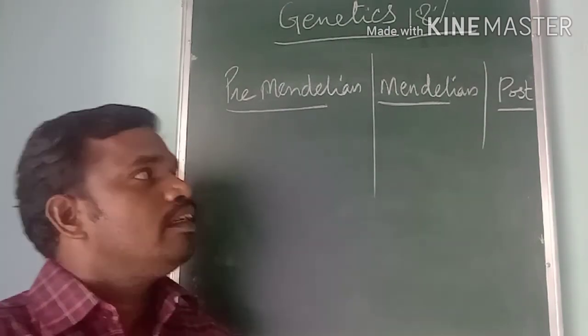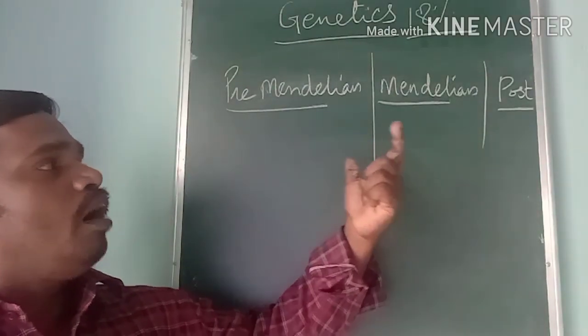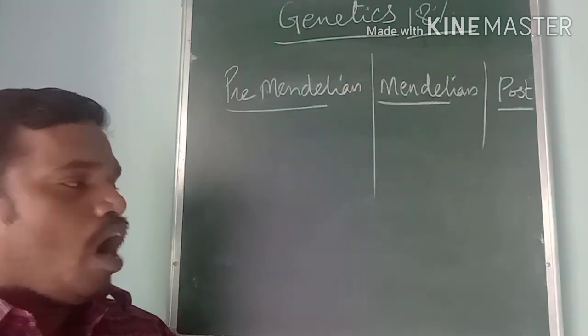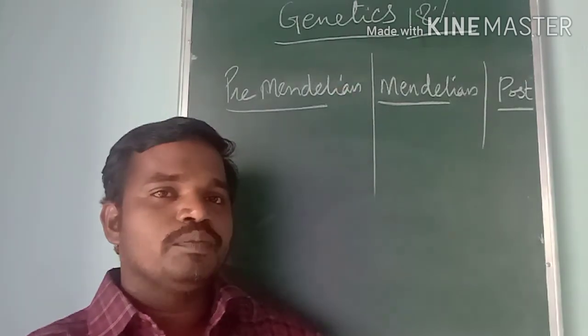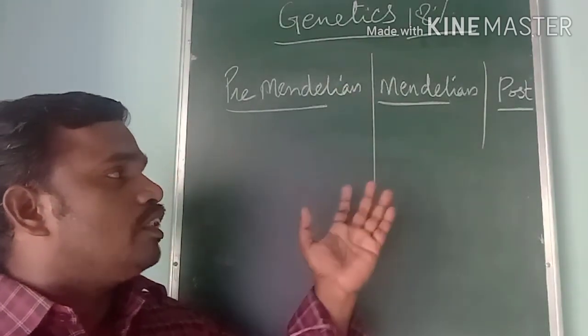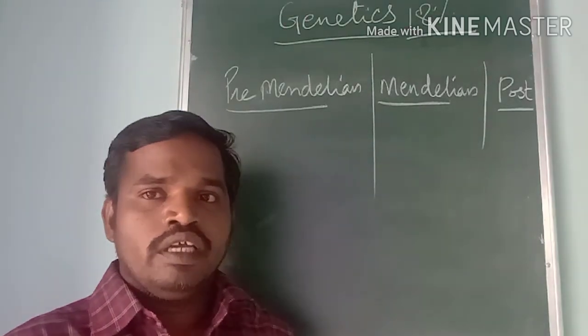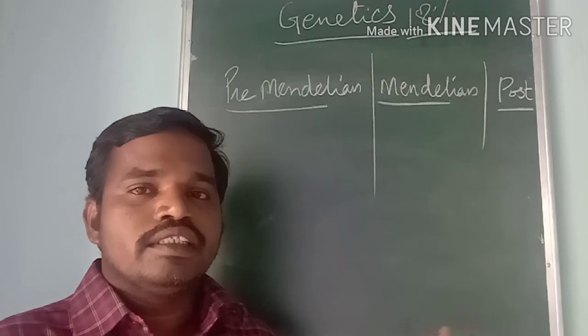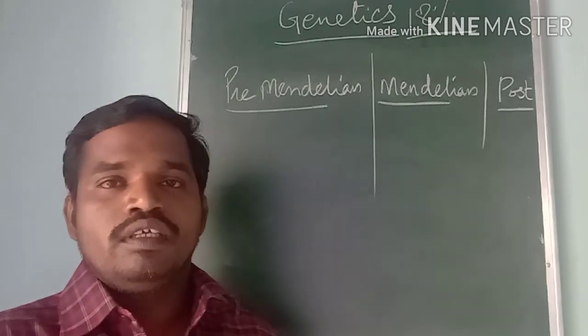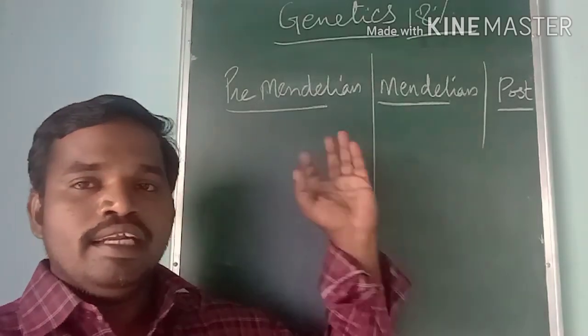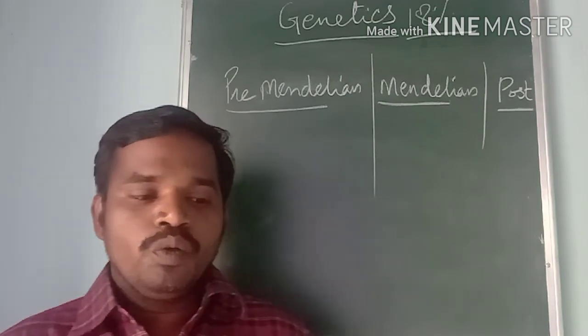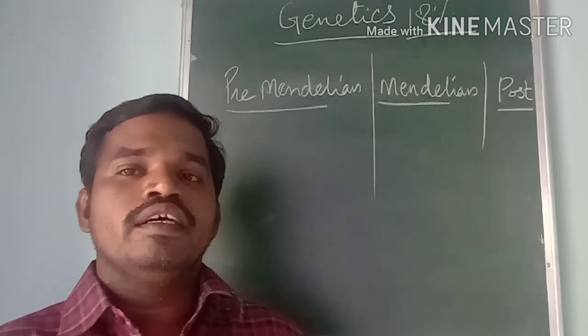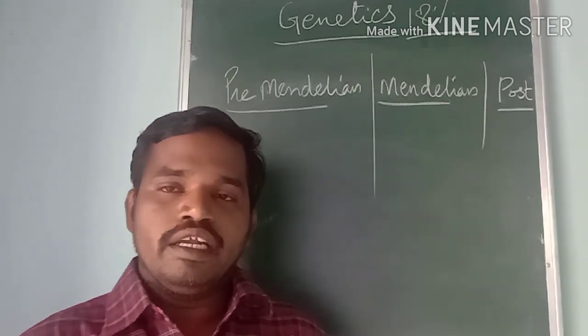The Mendelian theory gives the idea of what genetics is, and how the characters are transmitted from the parents to offspring. Thank you for watching my channel. In the next session we will be discussing the Mendelian theory, which will give an elaborate understanding of genetics.